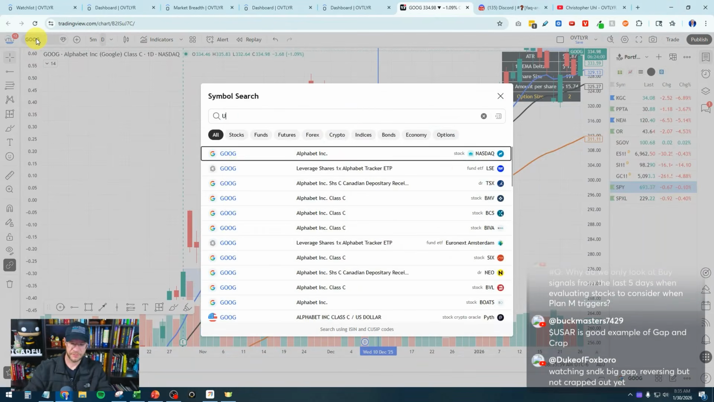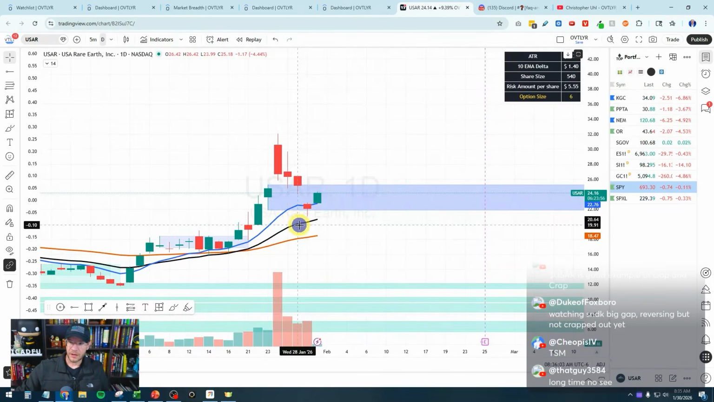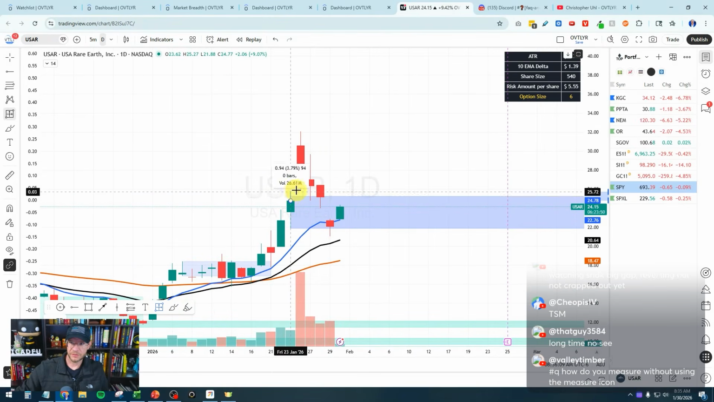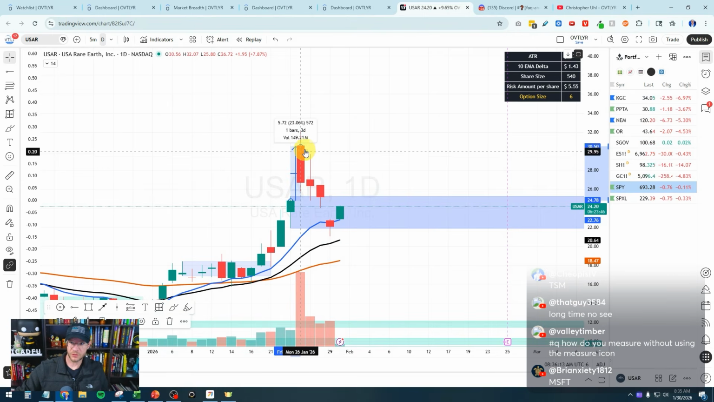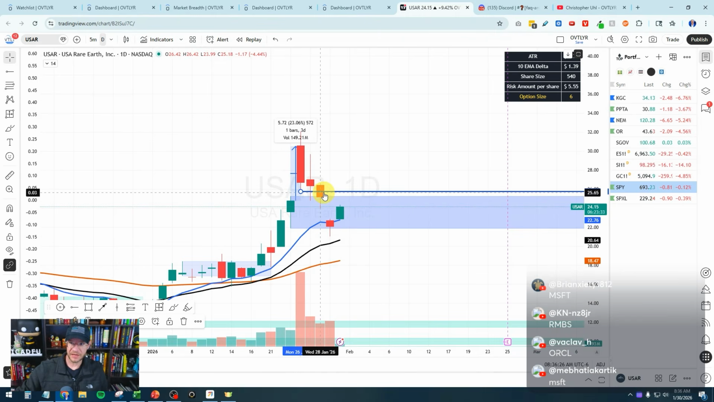USAR? Okay. Maybe. How big is that gap right there? From the close to the open, it's way up here. Oh, yikes, a 23% gap. What I do is I put a line at the bottom of this candle. If it closes under that low of that day, that is a gap and crap. That's a perfect example.